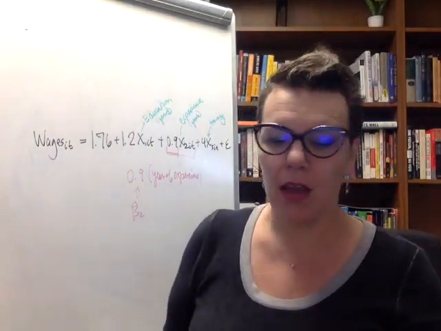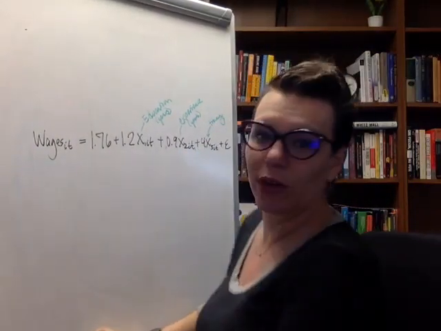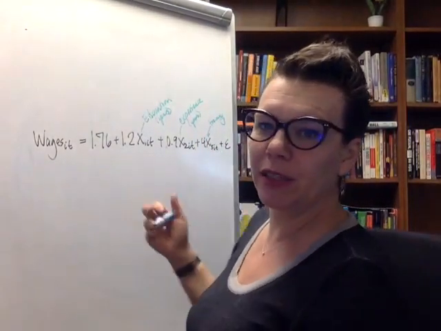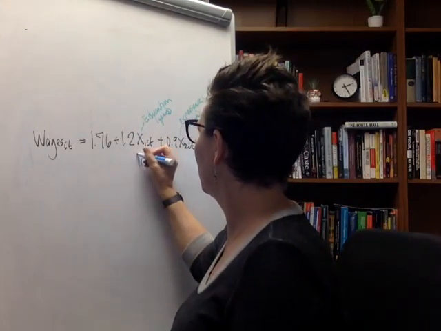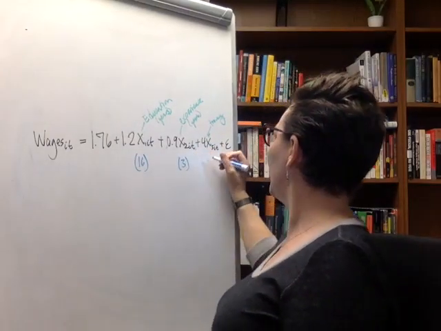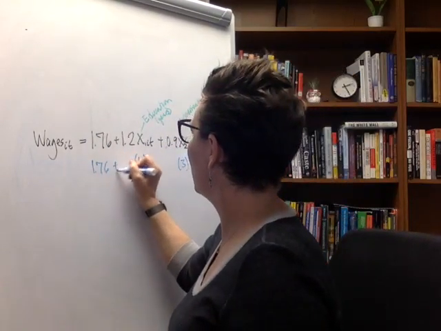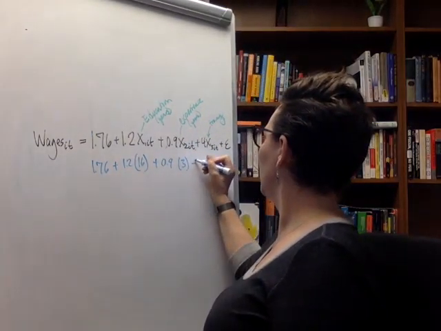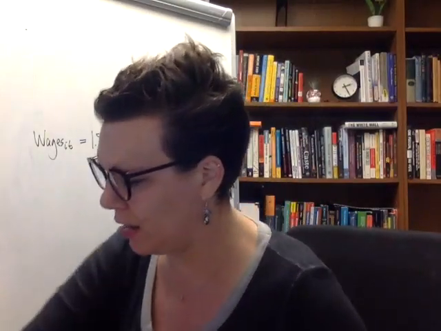Okay? The next question asks what the estimated wages would be for an individual with 16 years of education, 3 years of experience, and no training program. So for X1, we have 16. For X2, we have 3. And for X3, we have 0. So it's going to be 1.76 plus 1.2 times 16 plus 0.9 times 3 plus 4 times 0, which we can go ahead and add up.